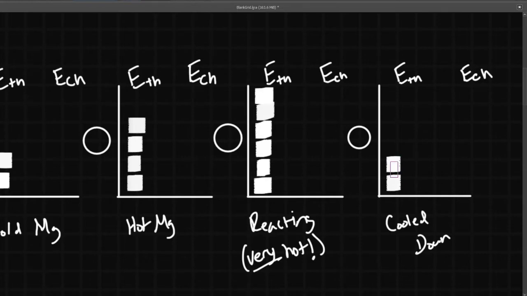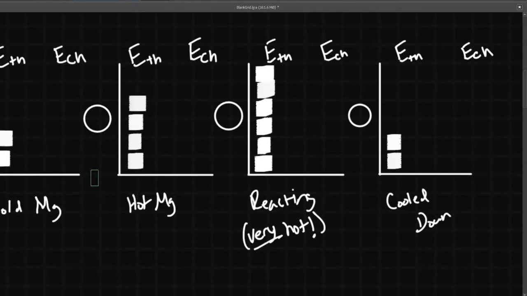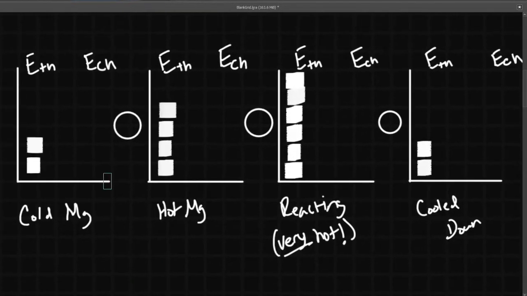So I'm hoping we can agree that the ETH column should do this generally. That we're going to start off with cold magnesium, that's going to turn into hot magnesium, and then it's going to react, and then eventually cool down. Now, we've got to decide what to do with ECH. So let's first decide what's going on here.